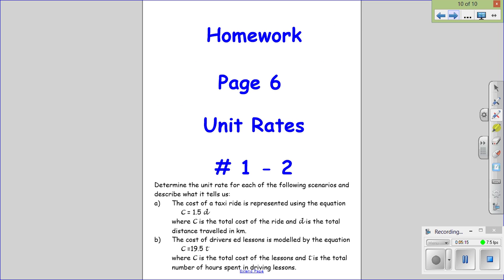Homework. We're going to do page 6, unit rates, number 1 and 2. And then I would like you to answer the questions that are written below that. Determine the unit rate for each of the following scenarios and describe what it tells us. The cost of a taxi ride is represented using the equation C equals 1.5D, where C is the total cost of the ride and D is the total distance traveled in kilometers. And part B, the cost of driver's ed lessons are modeled by the equation C equals 19.5T, where C is the total cost of the lessons and T is the total number of hours spent in driving lessons.